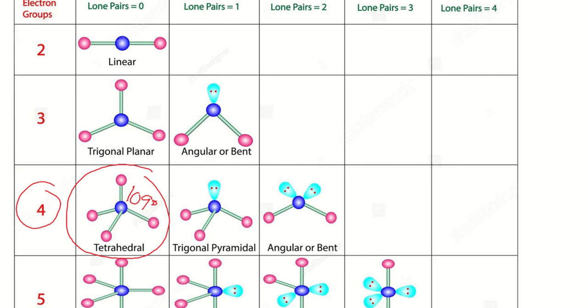Now, 2 of the 4 are lone pairs. In other words, they're not bonded to other atoms. So the actual geometry of that molecule is going to be bent. And because lone pairs have more repulsion than bonding pairs, they're going to squeeze the angle between the fluorine, oxygen, and fluorine. That angle is going to be less than 109, probably close to 104.